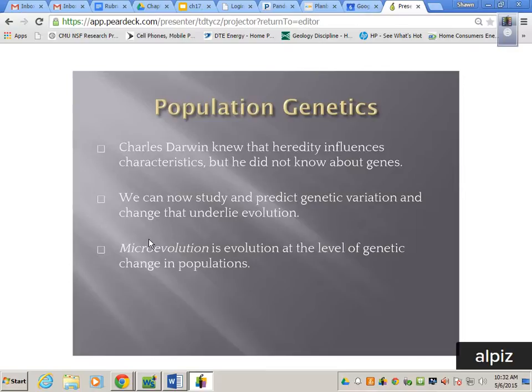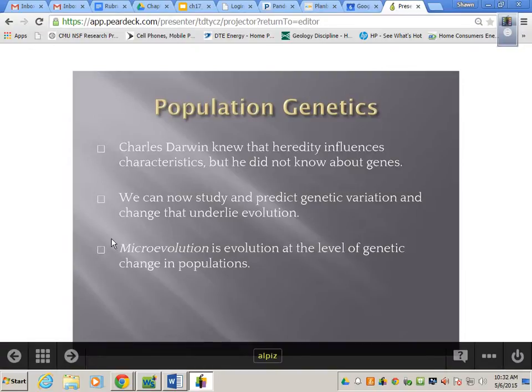Yeah. So we can now study and predict genetic variation and change in the underlying evolution. We do this using genetic frequency, allele frequency. So microevolution is evolution at the level of genetic change in populations. So now we're talking about how do we measure microevolution? What counting method do we use? We're going to do a simulation with the peppered moth. Anybody ever heard of the peppered moth? No? Okay. Industrial melanism. Sometimes in middle school, you might not have done this yet.